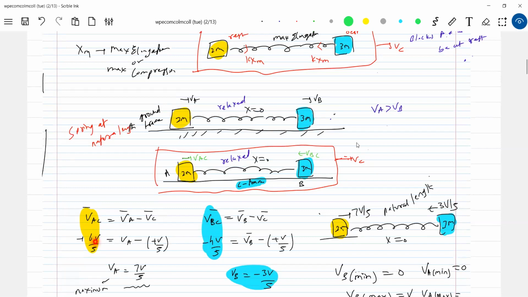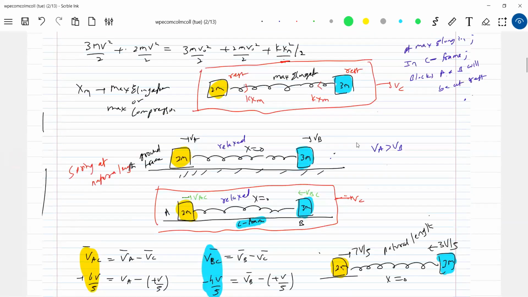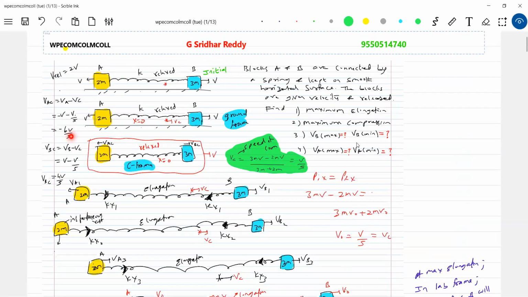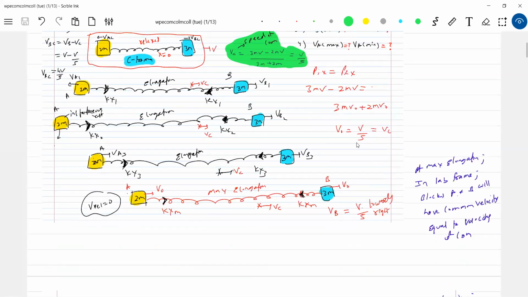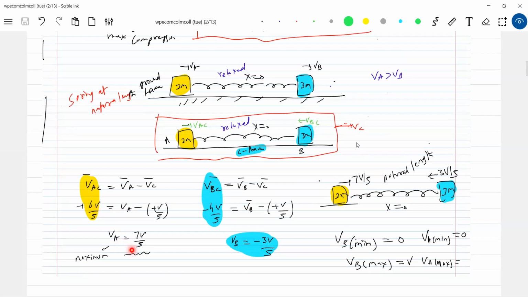Because, sir, from where you brought it, I'll go back. But, sir, it should be minus 6V by 5. Yes, at t equals 0, they'll be moving away. At t equal to T by 2, when they come back to the mean position, their velocities should be in the opposite direction. You go back to SHM. So VAC should be towards the right, VBC towards the left. So here I'll put 6V by 5.